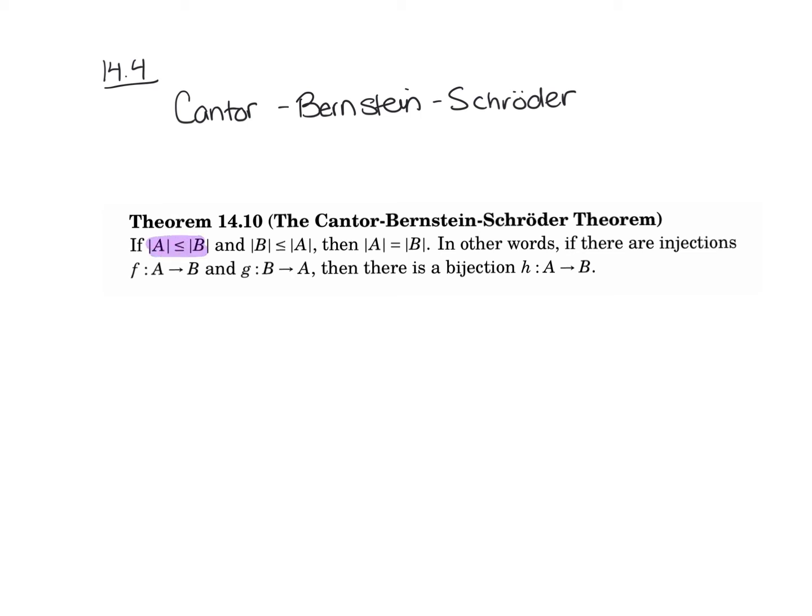So it says, if you know that the cardinality of A is less than or equal to the cardinality of B, and the cardinality of B is less than or equal to the cardinality of A, then the cardinality of A equals B, which is good, right? This is the sort of thing that we would hope to be true about this less than or equal to. But because we're dealing with infinities here, it might not be true. So basically it's saying that if you have an injection one way and an injection the other way, then you have a bijection.